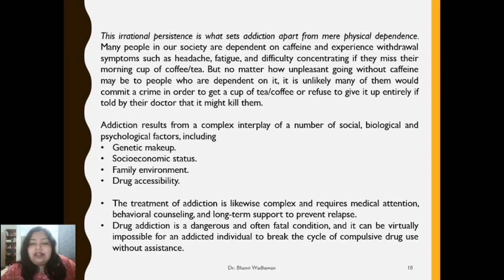Drug addiction is a dangerous and often fatal condition, and it can be virtually impossible for an addicted individual to break the cycle of compulsive drug use without assistance. So assistance, whether by the family, by the medical community, by the government, is always required for a drug abuser to break that cycle of addiction.